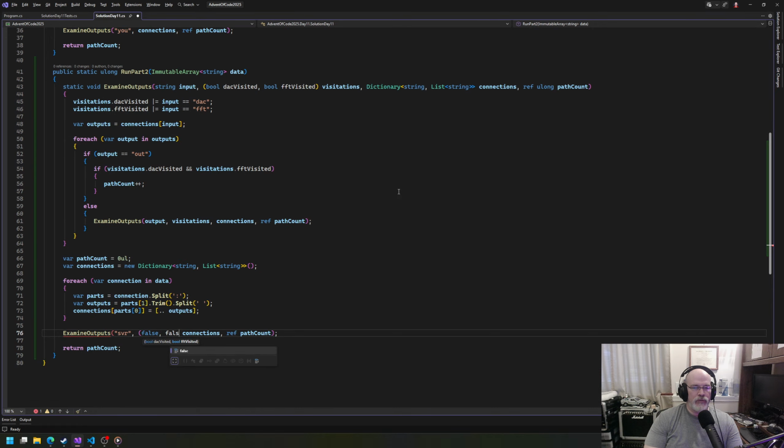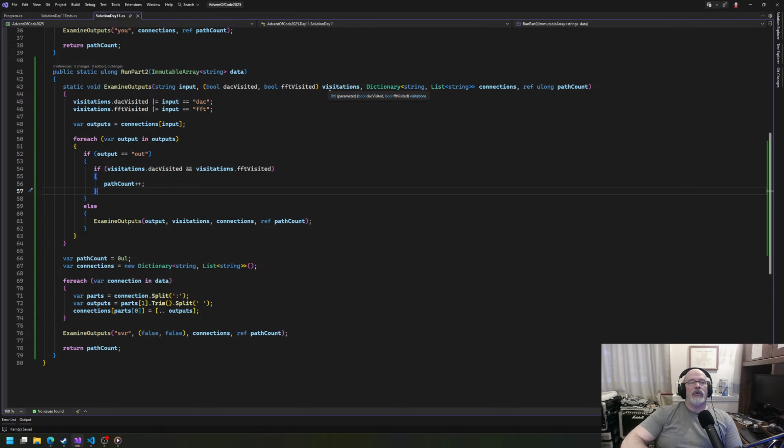We can say false, false as a starting condition. And I believe tuples are value types, because we do not want to keep passing this by reference. Well, I guess we could. But we do want, for every path that we go down, a new instance of this with the same previous values.